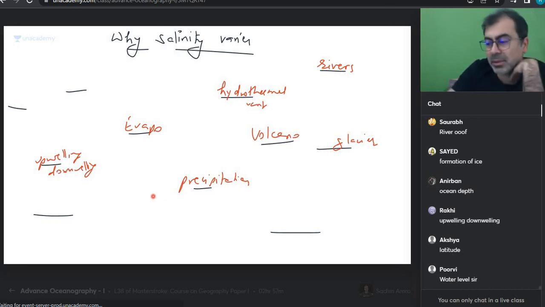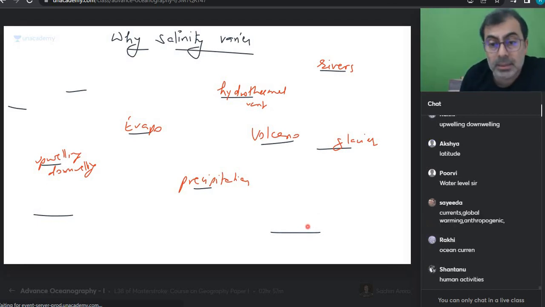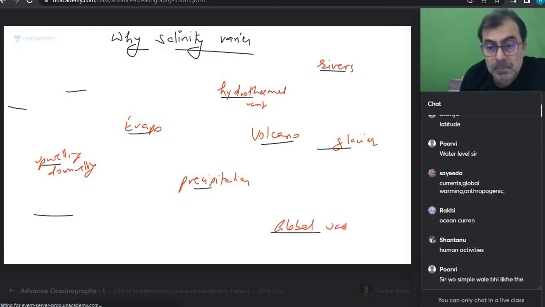Think of the simple ones. Water level, sir, anything. Some people just want to create sensation. They can't see the simple things. They think sensation is a mark of intelligence. Well, it can be a mark of freak also. So don't give just those freak ideas. Global warming. Humans, anthropogenic.